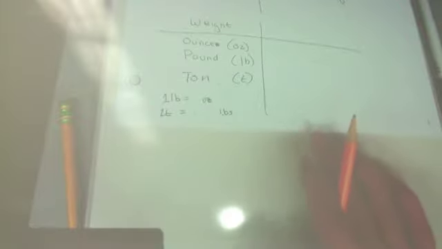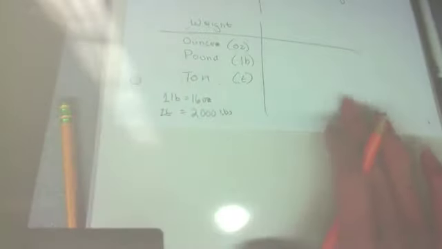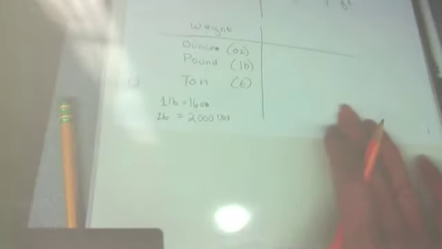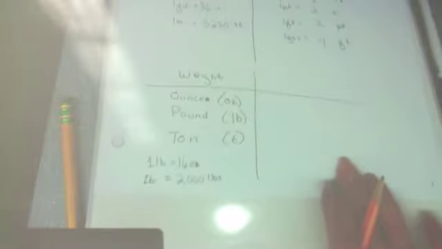Okay, the next measurement is weight, and we have ounces, pounds, and tons. In 1 pound, there are 16 ounces, not to be confused with fluid ounces. And in 1 ton, you have 2,000 pounds. So make sure you have this in your notes, all the equivalences.